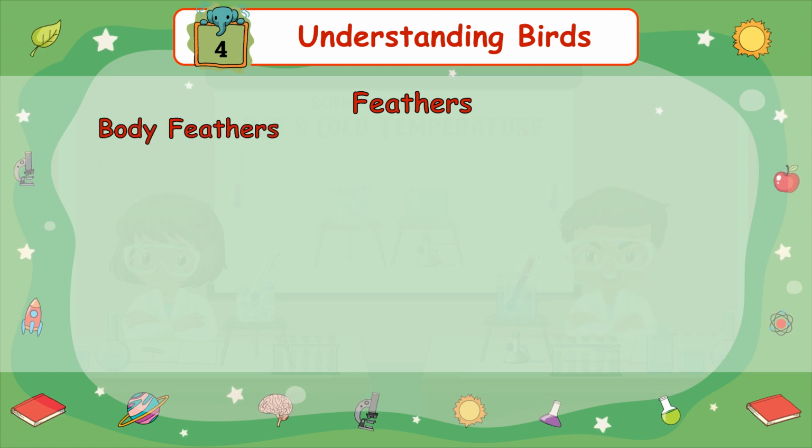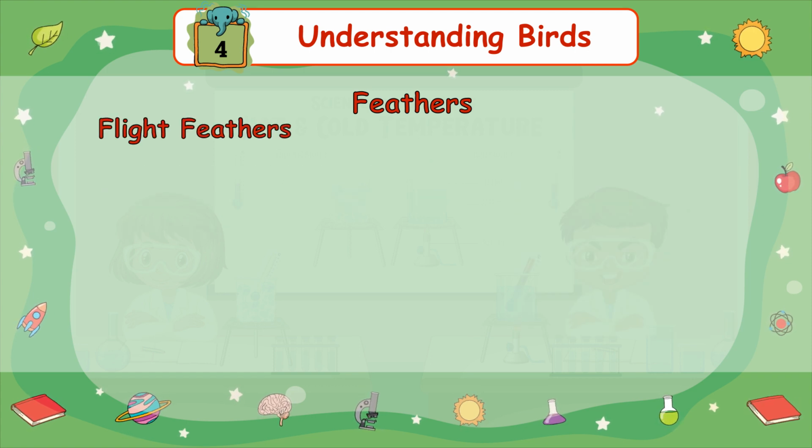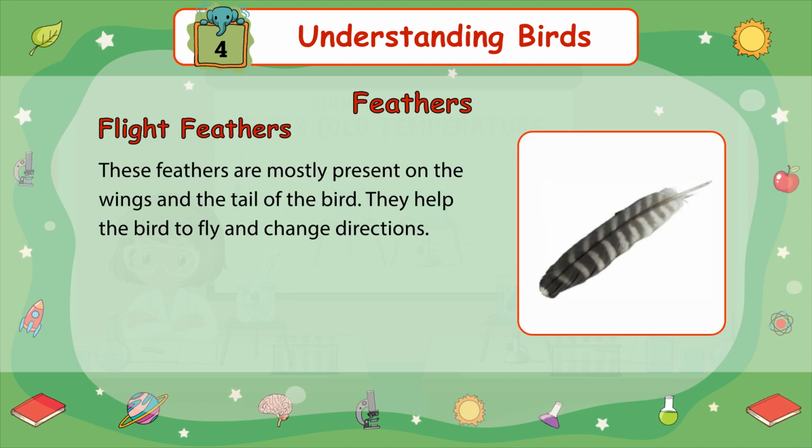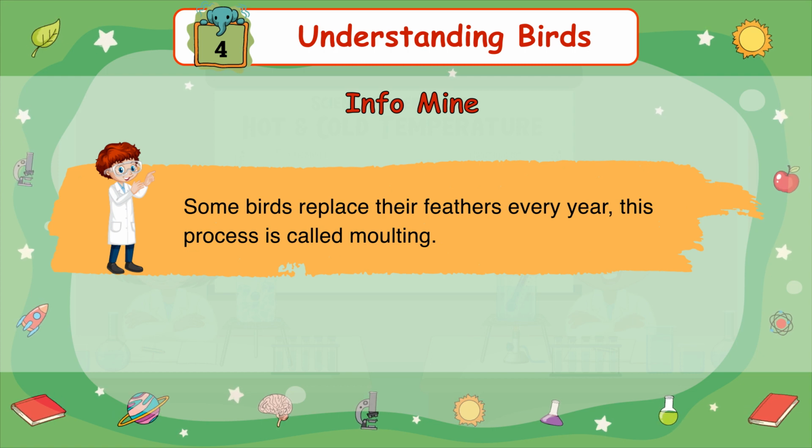Body feathers. These feathers are present over the down feathers. They cover the whole body of a bird and give it a shape. Flight feathers. These feathers are mostly present on the wings and the tail of the bird. They help the bird to fly and change directions. Info mine. Some birds replace their feathers every year. This process is called molting.